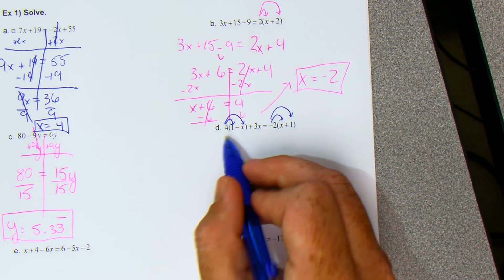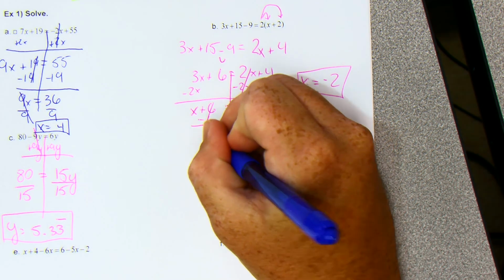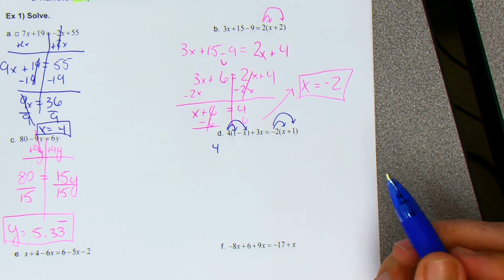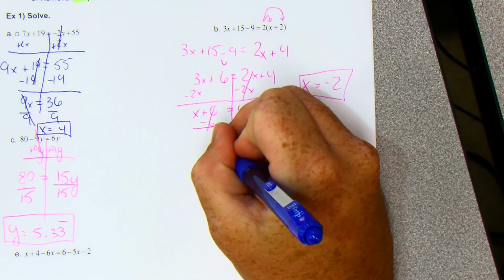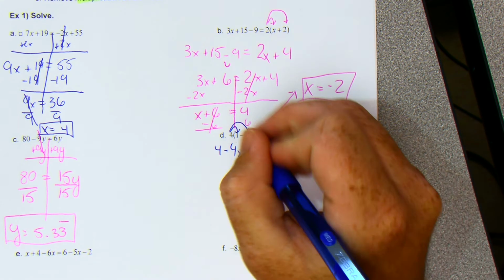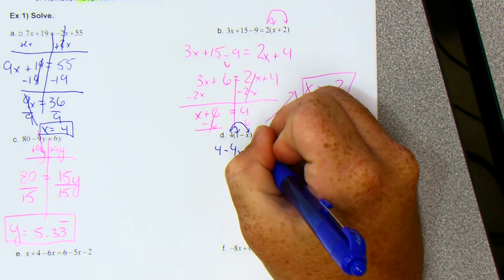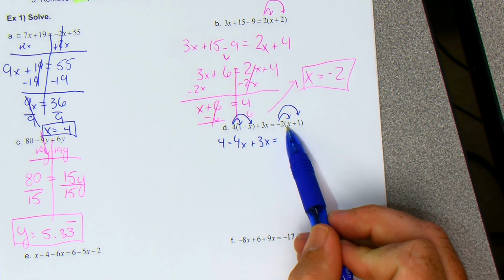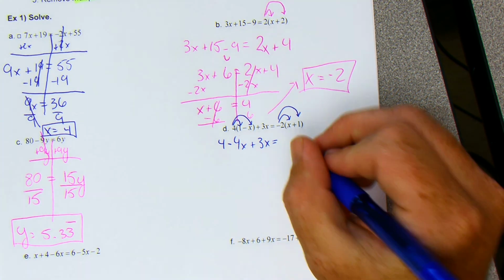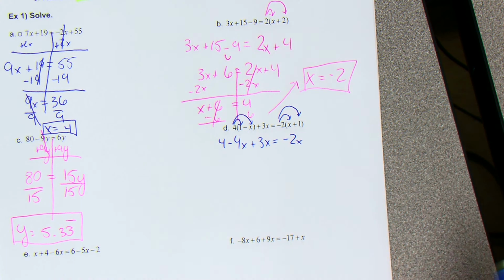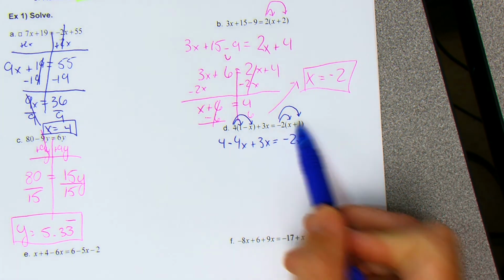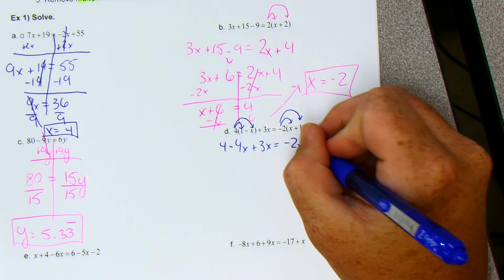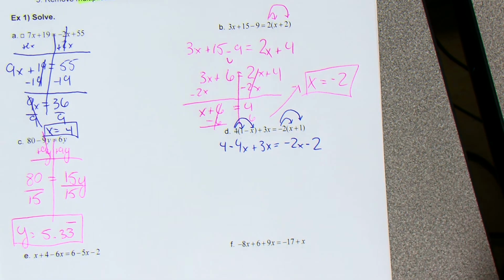Okay, so first I have 4 times 1, that is 4. Then I have 4 times negative 1x, which would give me negative 4x. So I have 4 minus 4x. I'm going to bring down my plus 3x, my equal sign. Then I have negative 2 times x, which would give me negative 2x. And then I have negative 2 times a positive 1. A negative times a positive would give me a negative. So I have negative 2x minus 2.